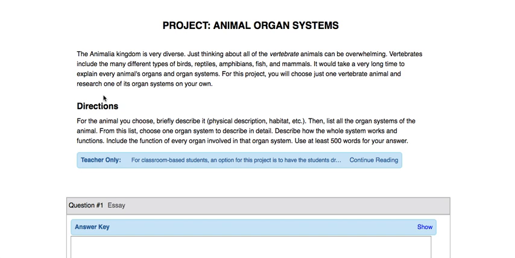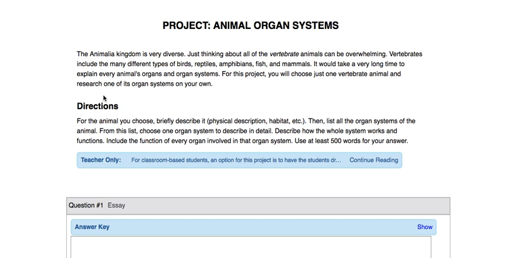You're going to find an organism in the kingdom Animalia that is a vertebrate, an animal with a backbone, and then you're going to research one single organ system. So if it's the circulatory system and that's what you want to discuss and research, fine. The digestive system, the respiratory system, the excretory system, the immune system, any of those systems are legitimate. You're just choosing one of those.